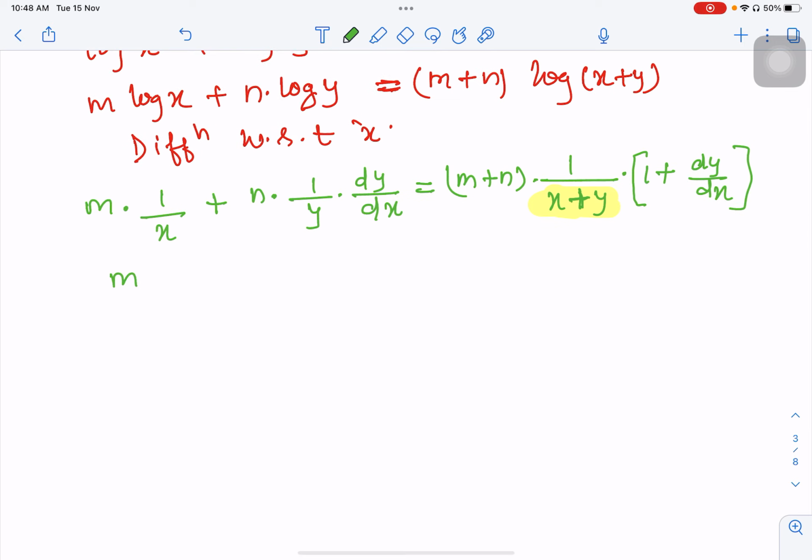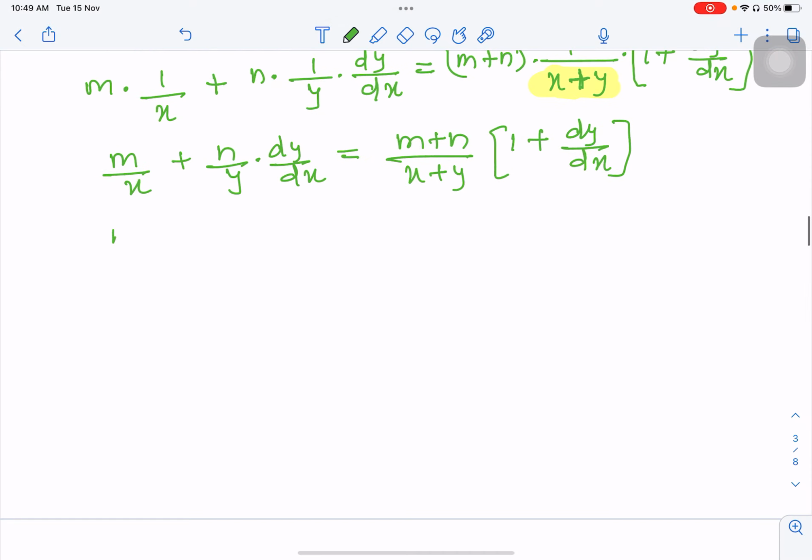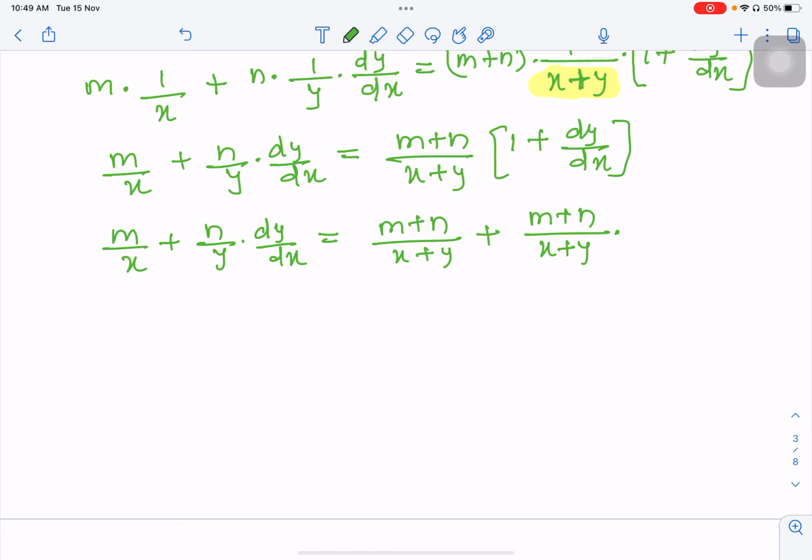So what will this become? m upon x plus n upon y times dy by dx equals m plus n over x plus y times 1 plus dy by dx. Now what will we do? We'll bring this term inside. So we will have finally m by x plus n by y times dy by dx equals m plus n over x plus y plus m plus n over x plus y times dy by dx.